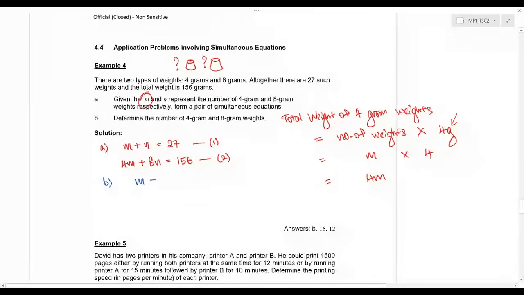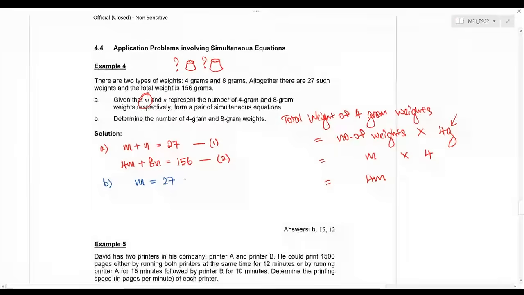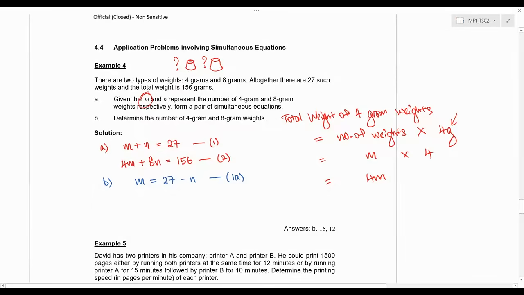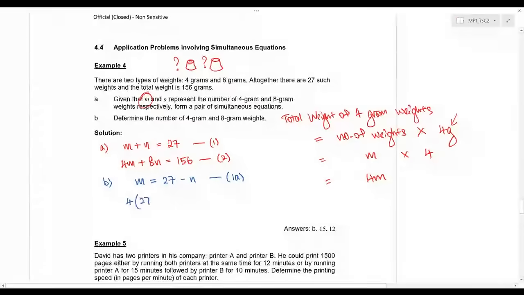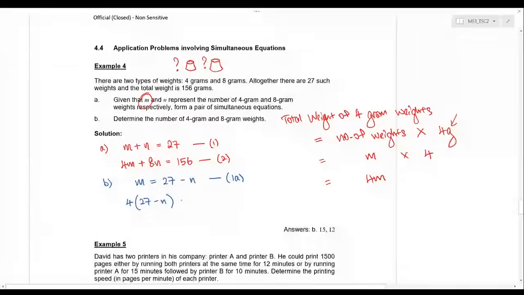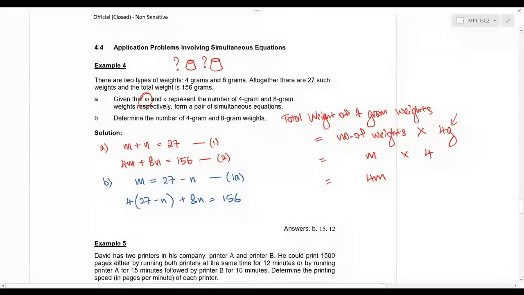So I'll let equation 1, and I'll do this, and this will be equation 1a. Okay, this is equation 1. So in this case here, I'm going to substitute inside equation 2. And then this will be 4 times of 27 minus n plus 8n equals to 156.